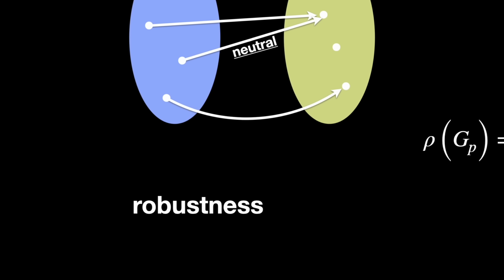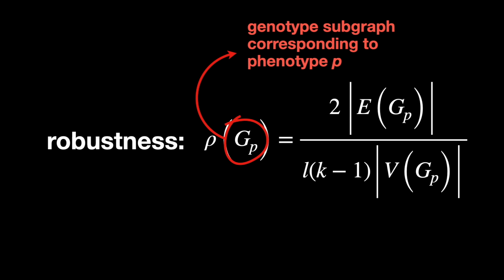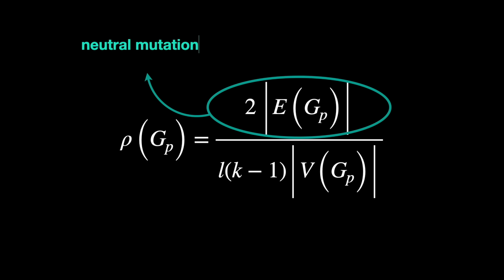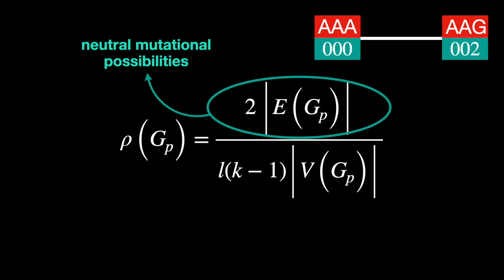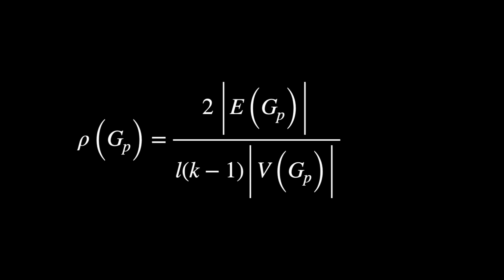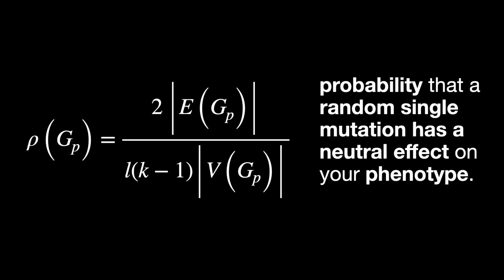We calculated it using this formula. The numerator counts all neutral mutational possibilities, since each edge counts twice, once from each endpoint. The denominator counts all possible single mutations. So this fraction is exactly the probability that a random single mutation has a neutral effect on your phenotype. Let's see a quick illustration.